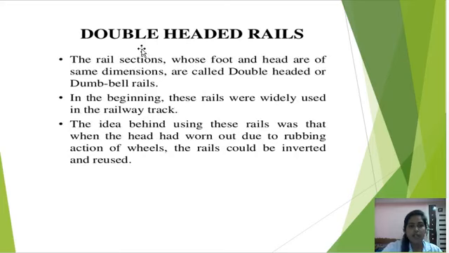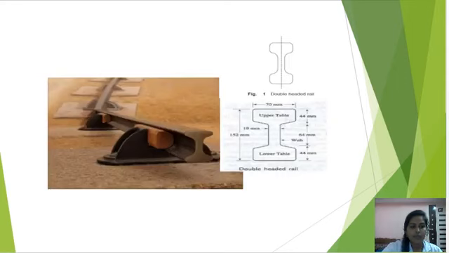The first one is double-headed rails. In double-headed rails there is a foot and a head. This is known as the head, and this is known as the foot. That is the upper table and lower table.